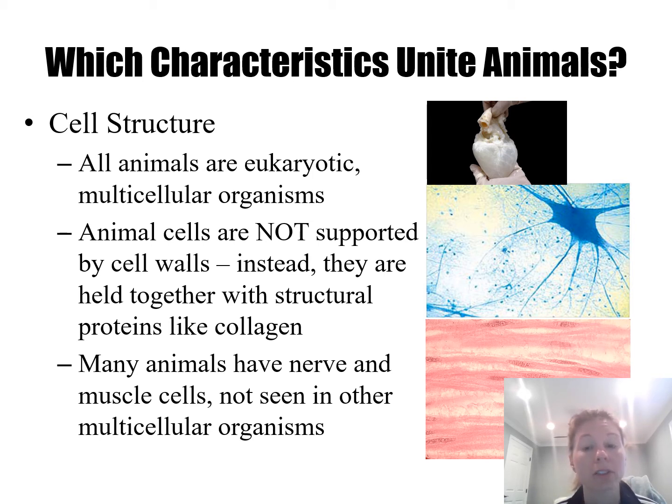And we have tissues, and those are just groups of cells that work together to serve a common function. And we are the only organisms that have nerve and muscle cells. We also are not supported by a cell wall, and we have proteins that help support our cells that form sort of like an internal skeleton inside all of your cells. And a protein like that would be collagen. So the top picture on this slide has a heart with all of the muscle cells taken off of it, and what's left is the collagen scaffold.